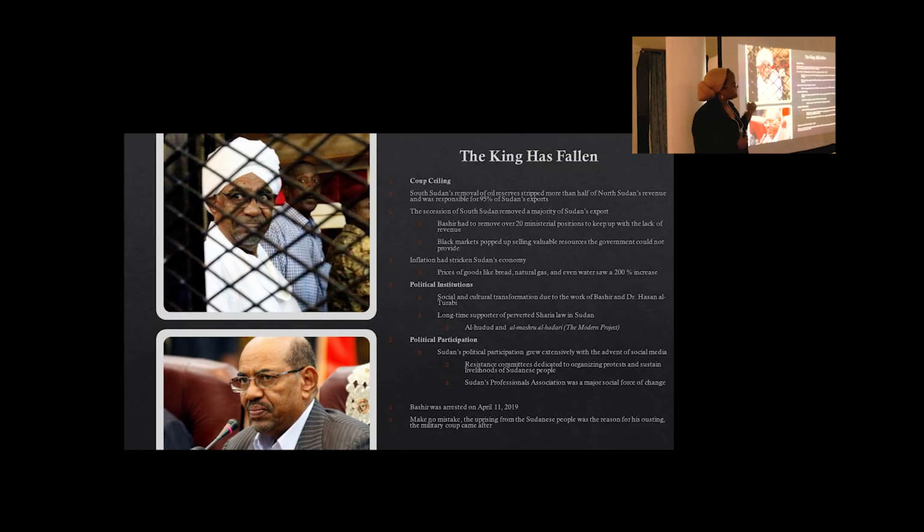In terms of what happened in 2018: inflation, really bad prices for gas, bread, and water, the basic necessities for survival. And as a result, he stopped dissent. No more protests, no more demonstrations. In terms of political participation, the students and professionals were still out in the streets protesting. And on April 11, 2019, he was removed from power.